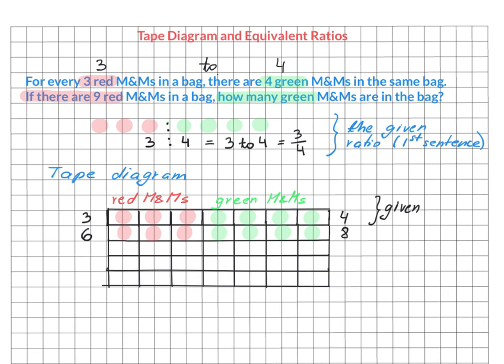And I'm going to keep doing this until I reach 9 red M&Ms. So I did 3 more. So 3 here plus 3 is 9, or I can just count 6, 7, 8, 9. So I'm going to write down 9. So I can say I reached my target number. So my target number is 9, which I can find in the second sentence.